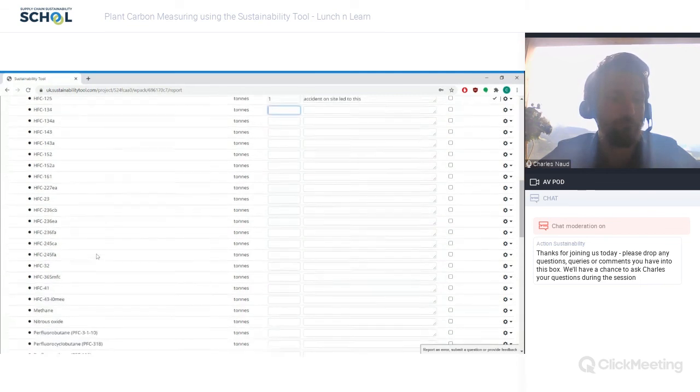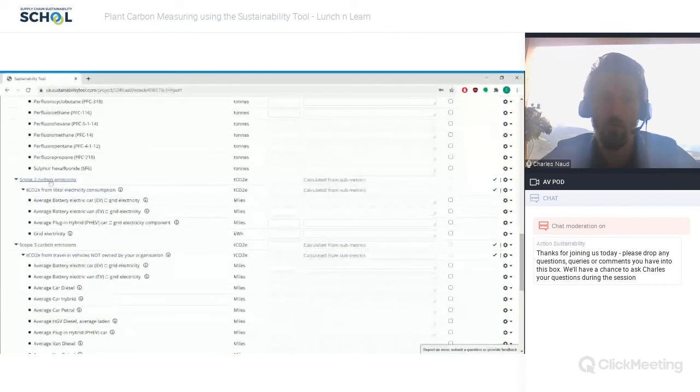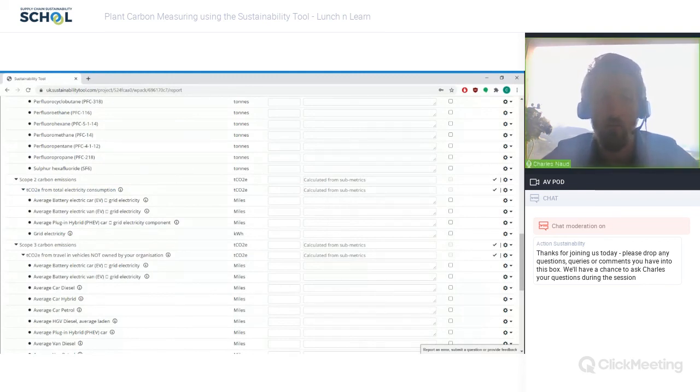Next section is around carbon scope 2 emissions, so total electricity consumption. We can see here electricity consumption for electric vehicles, hybrid vehicles, and then the grid electricity consumption, right, that we pay for in our energy bill. I'll put 5,000 kilowatt hours in this last quarter, and it calculates tons of carbon emissions.